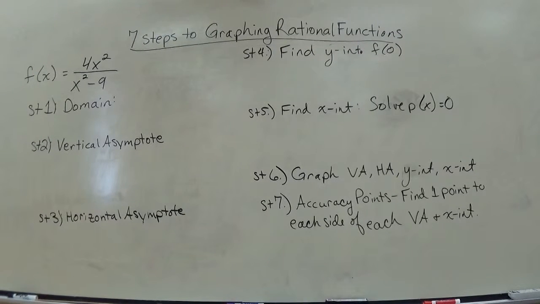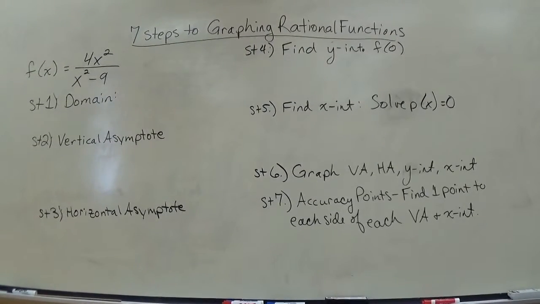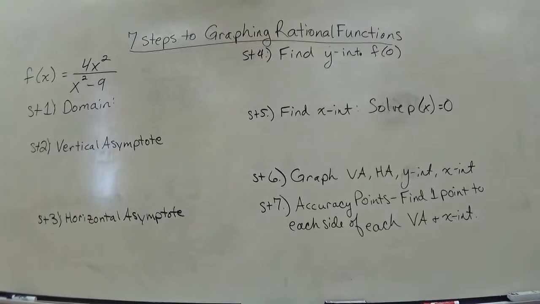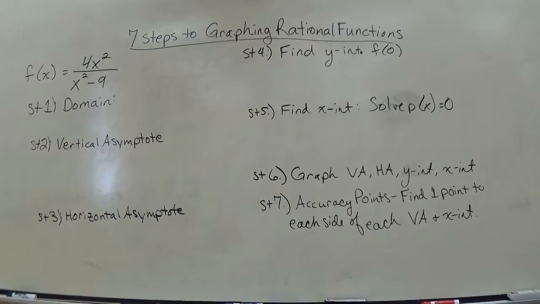Okay, so next we're going to talk about the 7 steps to graphing rational functions. These right here are the 7 steps to graphing, and I already have an example written up there that we're going to work out. But before we do it, let's go ahead and go through what the steps are. The first thing that you want to do is find the domain. The next thing is find the vertical asymptote. Step 3 is find the horizontal asymptote.